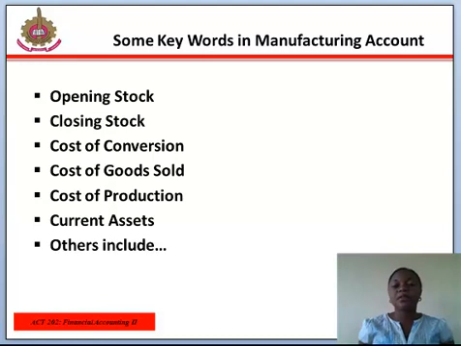Direct materials. These are materials that are used and form parts of the goods that are produced, such as purchases of direct raw materials and carriage inwards on raw materials, etc. Direct labor, and this is the last. This is the cost of labor that can be easily traced to the production process, excluding supervision and other labor costs that cannot be linked to the actual work on the products.